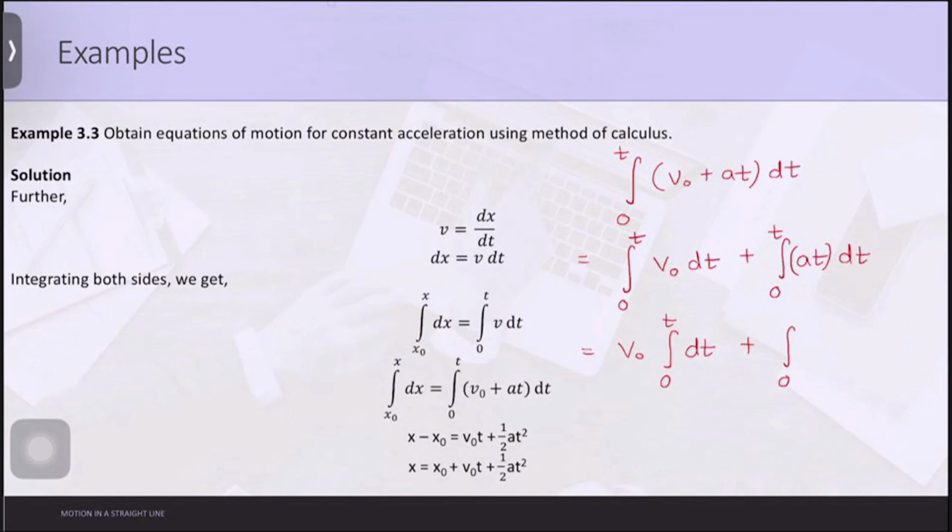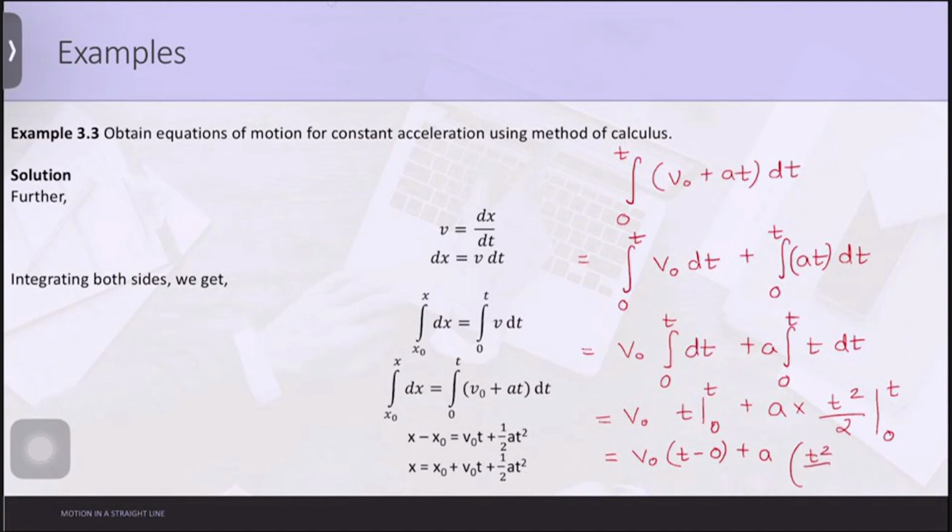Similarly, a times the integration from 0 to t of t dt. Therefore, we can write this as v0 t from 0 to t plus a times t square by 2 from 0 to t. Just putting in the values, you get v0 into t minus 0, plus a into t square by 2 minus 0 square by 2. That will give you v0 t plus half a t square, because the 0 terms vanish.